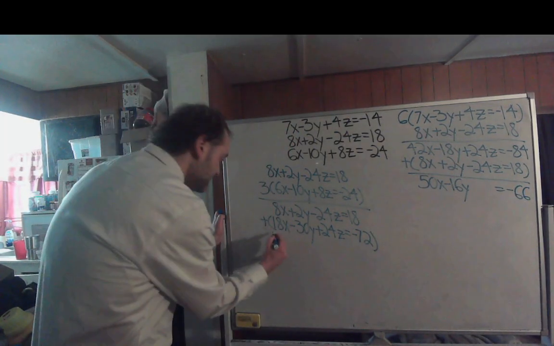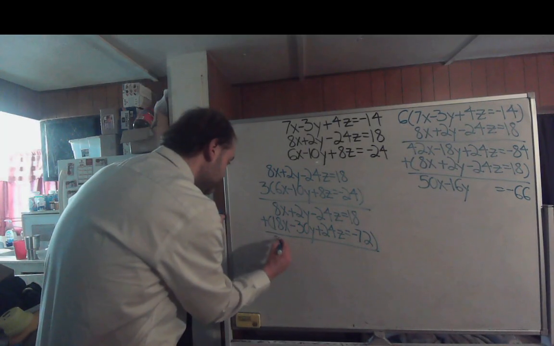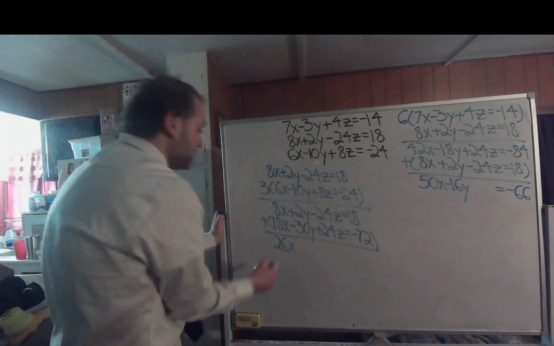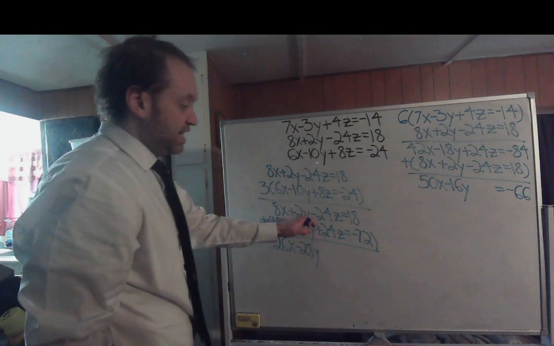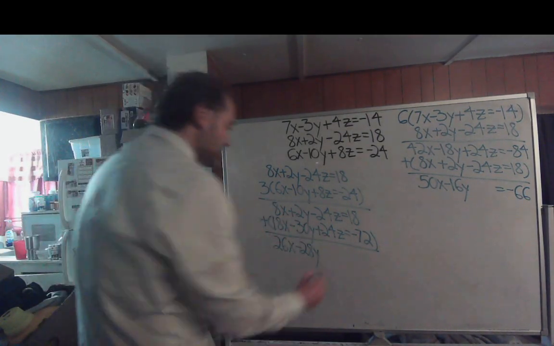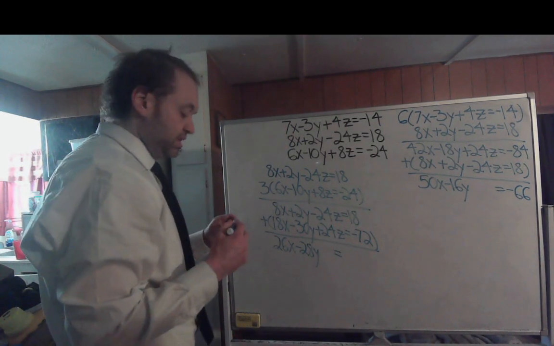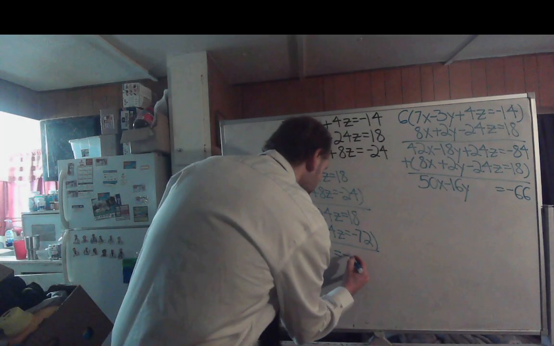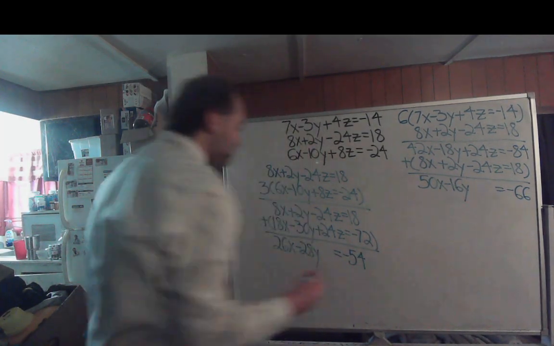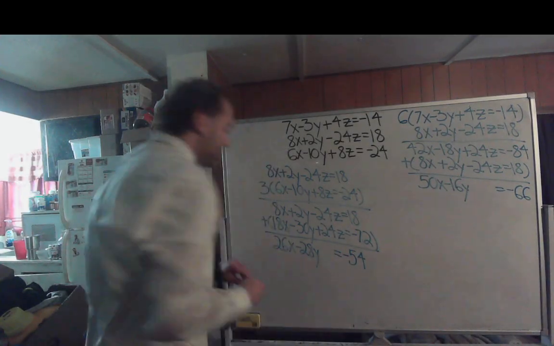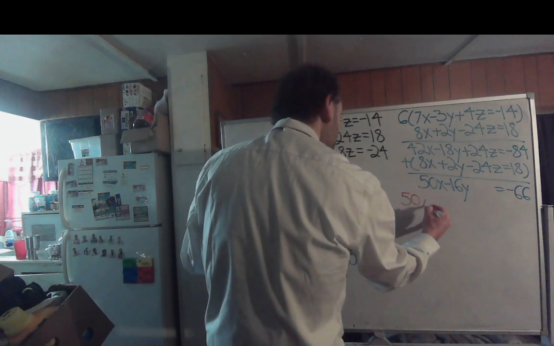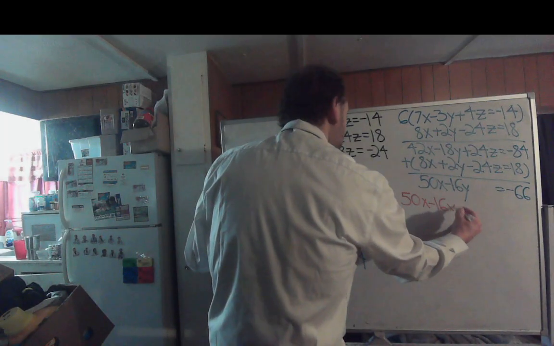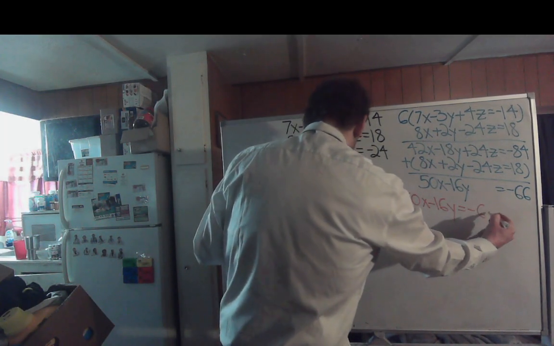So 8x plus 18x, that's going to end up being 26x. 2y minus 30y, that'd be minus 28y. Negative 24z plus 24z, the z's gone. But 18 minus 72, what's that? That'd be negative 54. So you are left with two equations, 50x minus 16y equals negative 66.